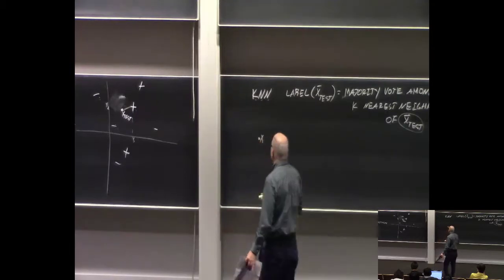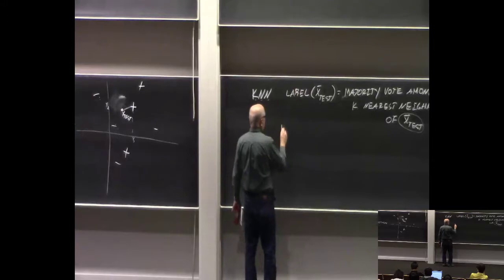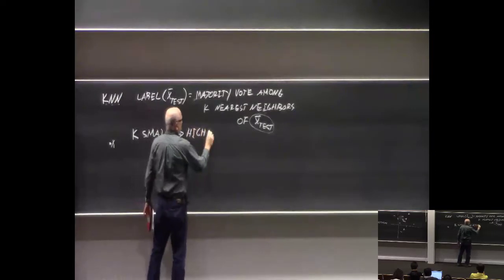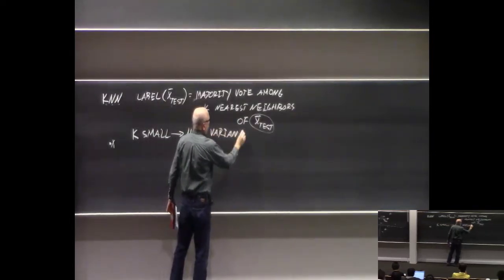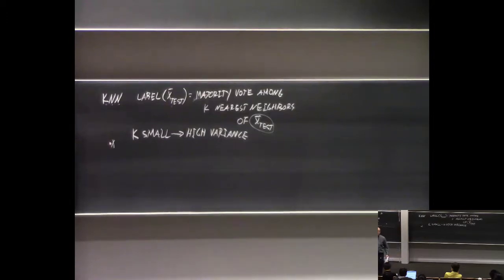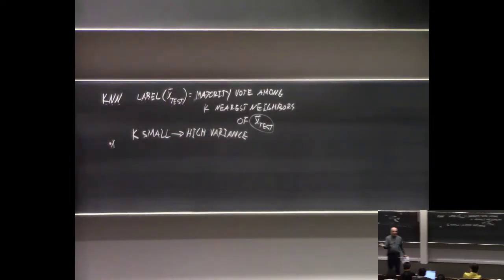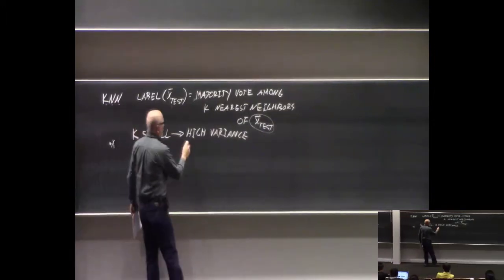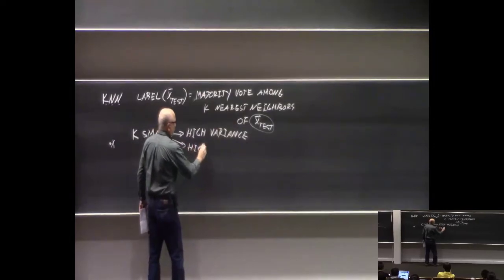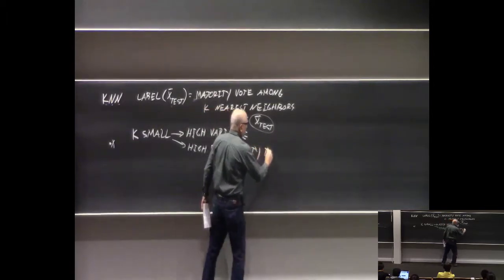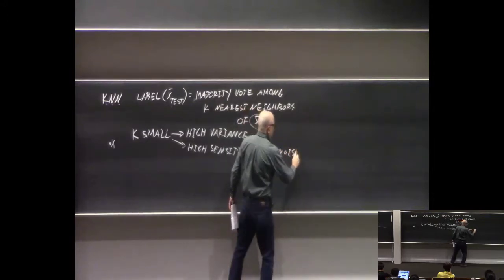So I will capture all of that by saying that when k is small, we get high variance. Usually when we talk about variance in the context of machine learning or statistical estimation, we mean how the answer varies as the sample changes, as a different sample comes from the same distribution. So that captures the last scenario that I just mentioned. But here I also mean high variance and high sensitivity to error, to noise. Noise, namely error.